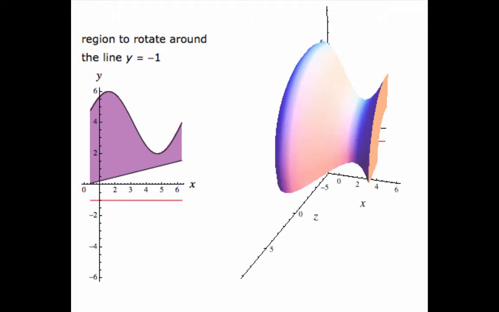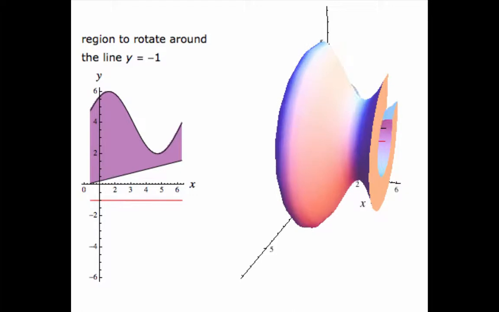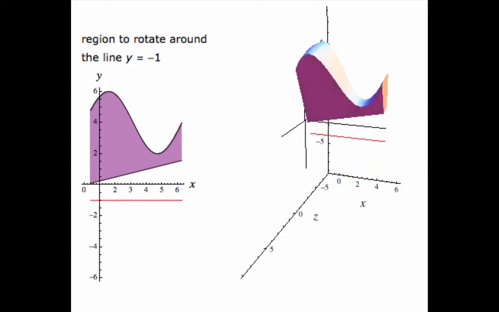You see that it is making a shape that looks like a pitcher. It's got a volume and it's got a surface area. Let's run it backwards, and you see we get back to where we started from.